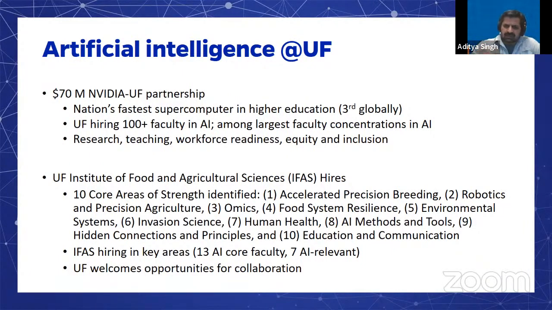Specifically within IFAS, or the college that we are in, Ag and Biological Engineering, Horticulture, Agronomy, we are looking at 10 core areas where we want to really develop. So it's precision breeding, robotics, precision agriculture, omics, metabolomics, genomics, phenomics, things like that. Food system resilience, environmental systems, invasive species, human health, AI methods and tools, extension principles, education, communication. So the comprehensive ambit of everything.